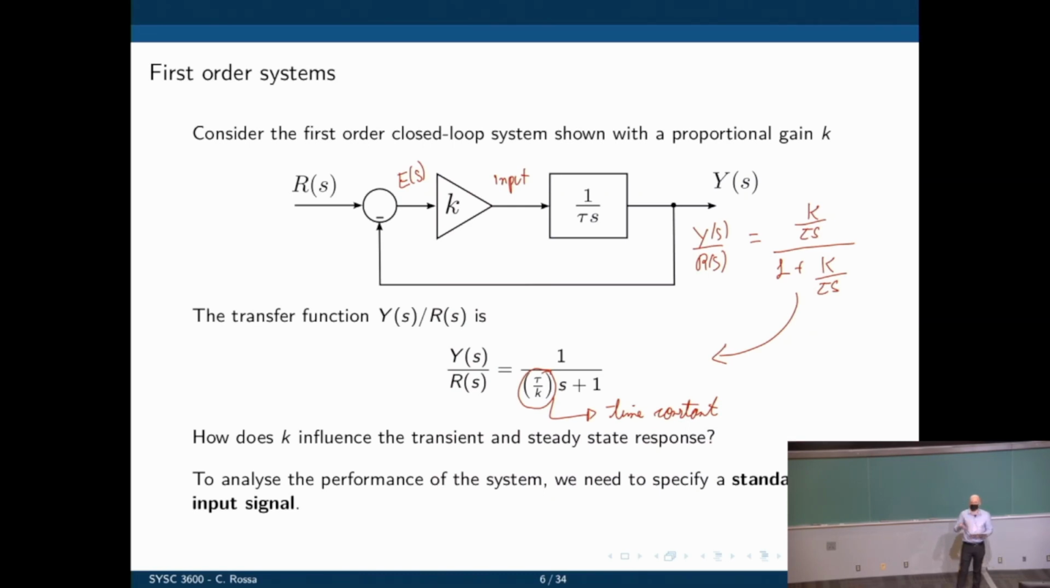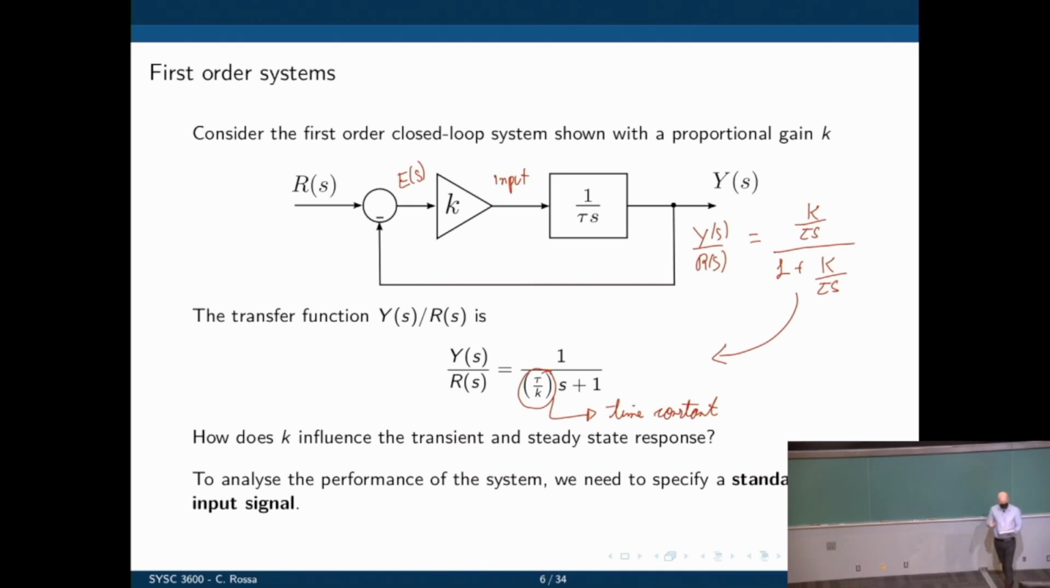Right? So the greater the value of K here, if you look at the block diagram, the faster the system should respond, because the more aggressive we are at correcting errors, any error. And that's precisely what we see in the transfer function. The time constant is inversely proportional to K. Right? So it will determine how fast it reaches a steady state.